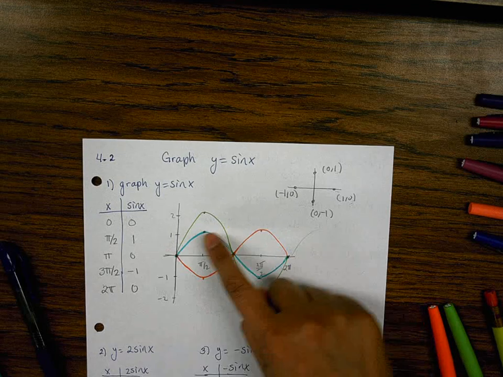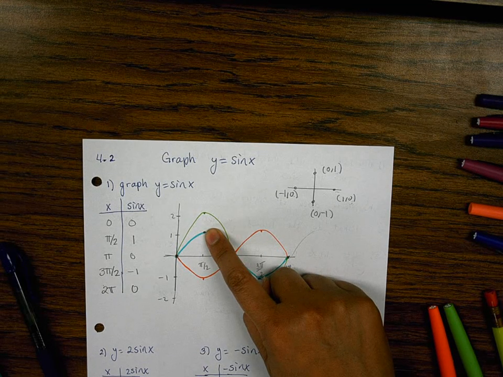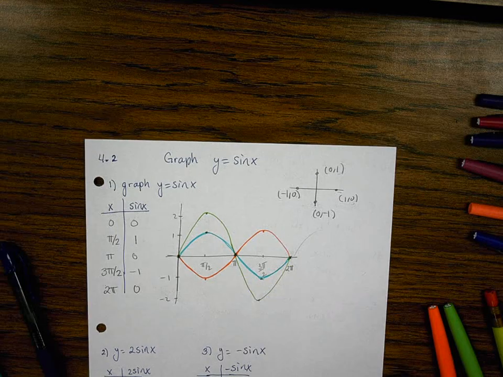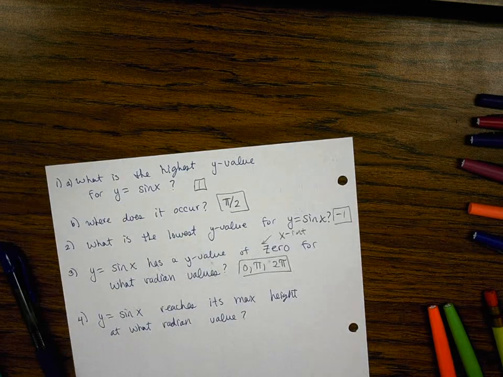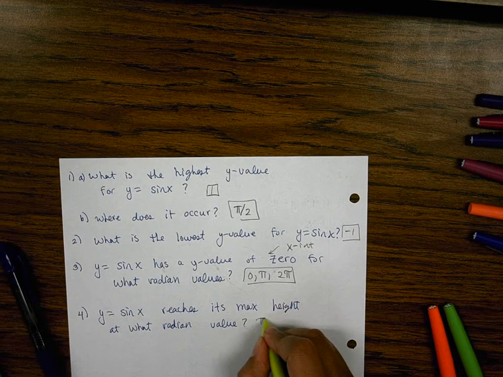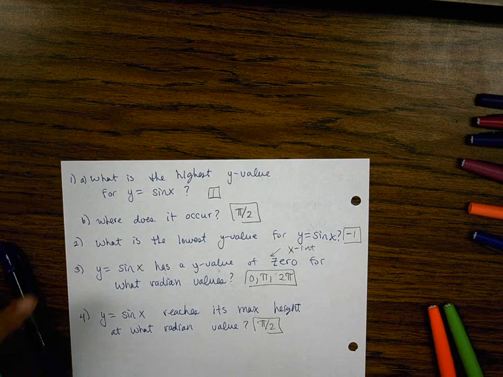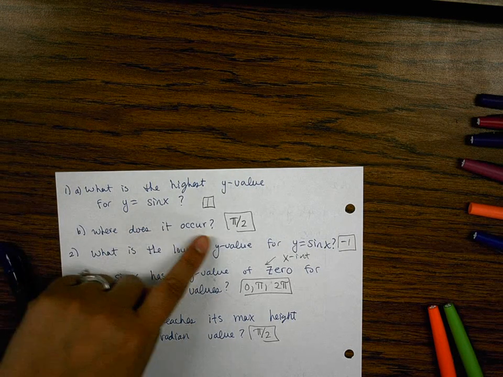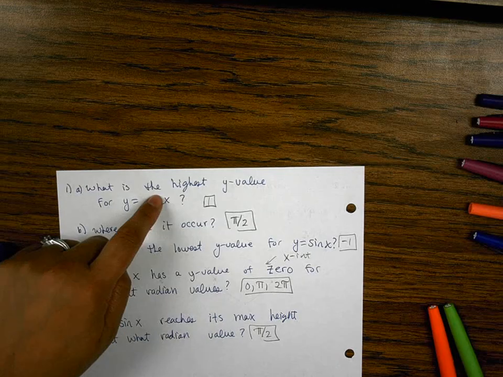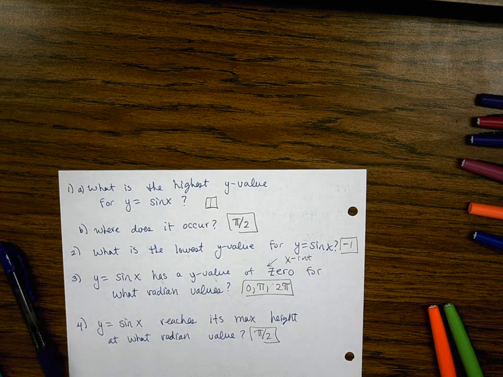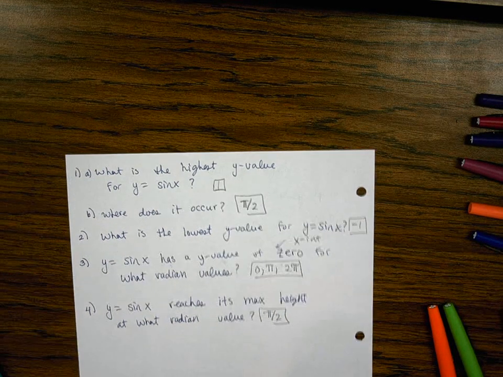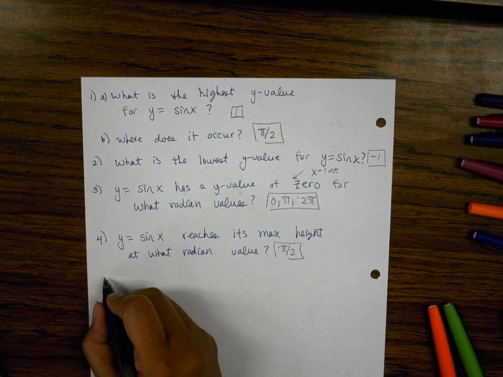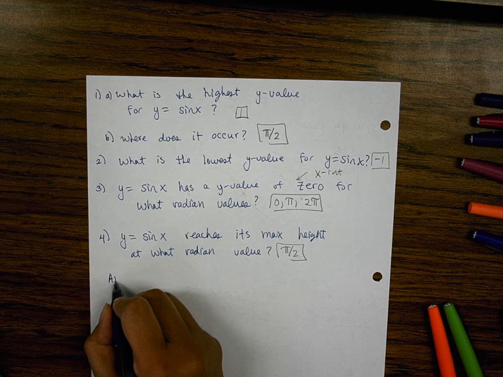Okay, so here's the y equals sine x. What is its max height? The max height is right here. What is the radian value? Pi over 2. Again, where did I ask you this question earlier? Here. What is the highest value? That's the same as max. Where does that maximum occur? Pi over 2. Again, just different ways of asking, so when you get to these questions, you know what's being asked.